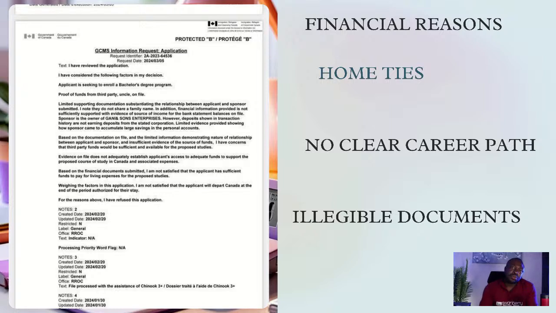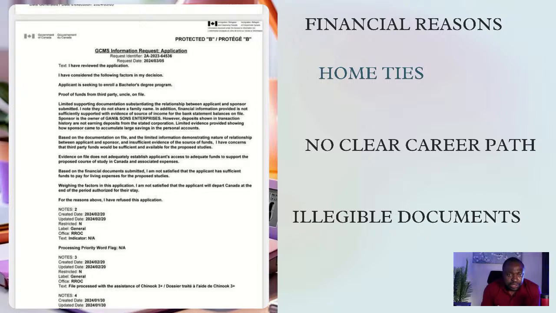However, it's not supposed to be rocket science. If you do your documentation right, your chances of securing a visa are quite high. Now, previously, what they may have overlooked, if you do that right now, it will not be overlooked. So, that being said, let's quickly dive in and check one or two GCMS notes.